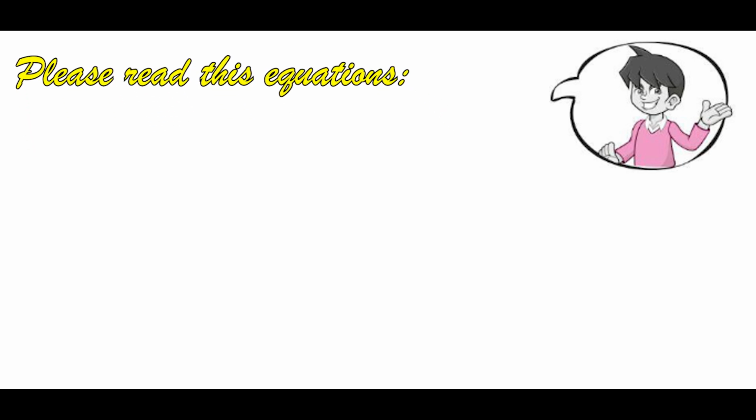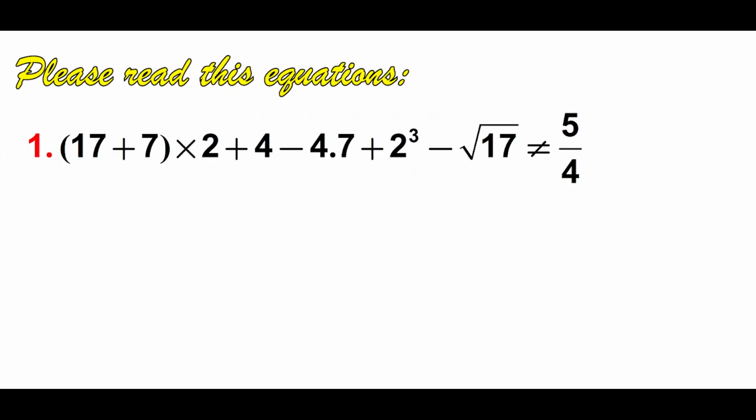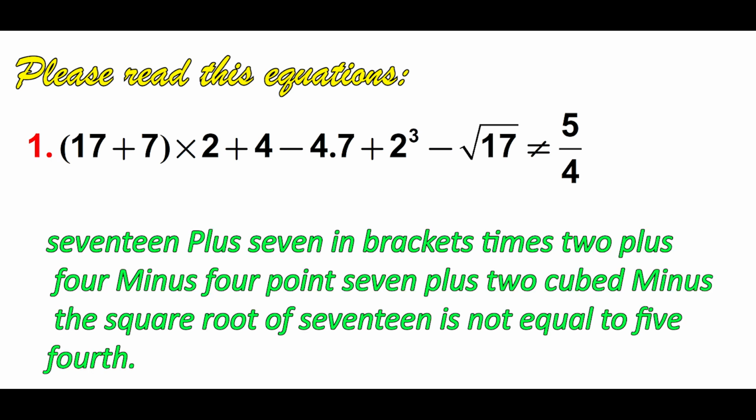Alright, now it's time to test your knowledge. Please read these equations. Number 1. We can read: 17 plus 7 in brackets times 2 plus 4 minus 4.7 plus 2 cubed minus the square root of 17 is not equal to 5/4.